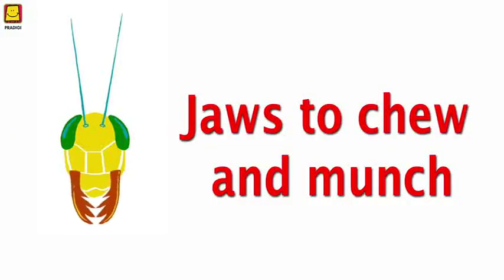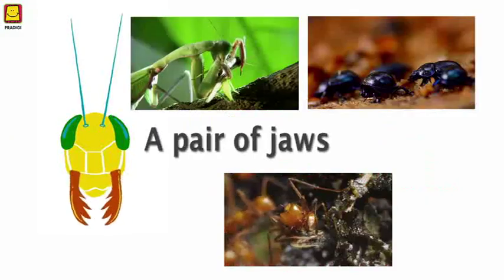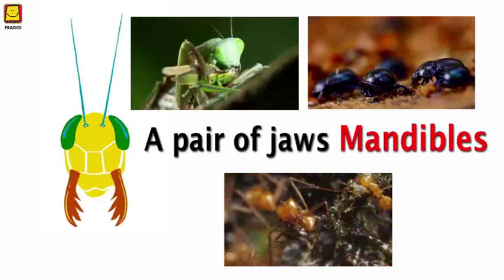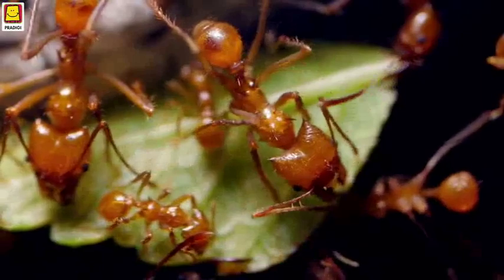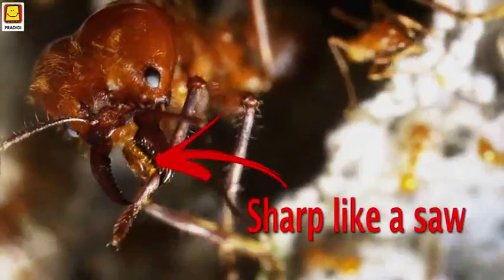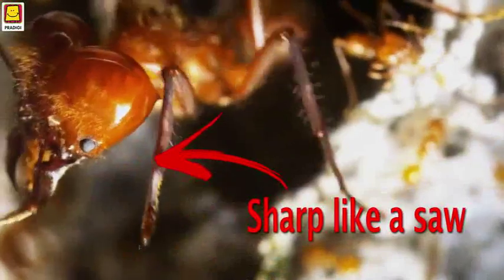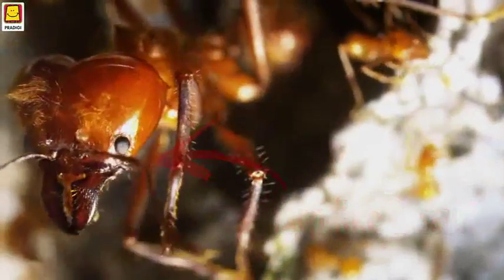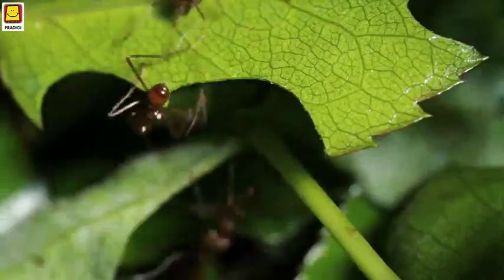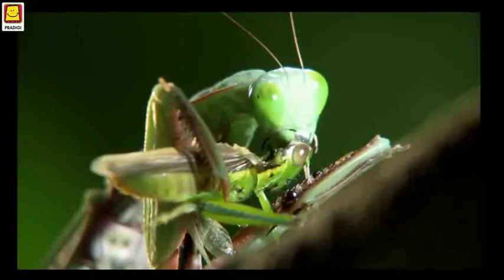These are chewing and munching jaws. A pair of jaws called mandibles. The mandibles of ants also have saw-like structures on the inside so that they can easily munch. Mouth parts like these are good not only for biting and munching, but they are also good for eating other insects.